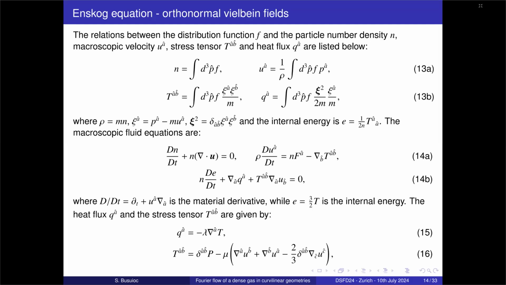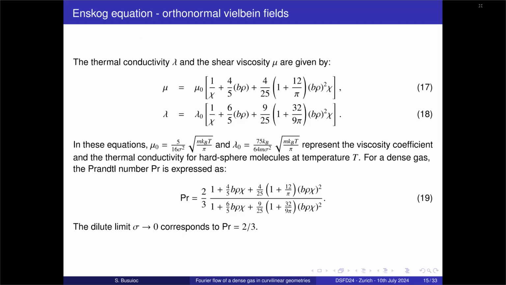My macroscopic fluid equation evolutions are equation 14, where I introduce the material derivative, and the heat flux and stress tensors are given below. For the viscosity and thermal conductivity, we'll use those from the Enskog theory, which have been evaluated, so we'll just plug them into our machine. These are the formulas, also for the Prandtl number.